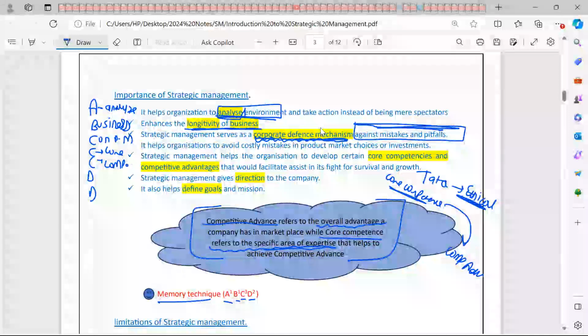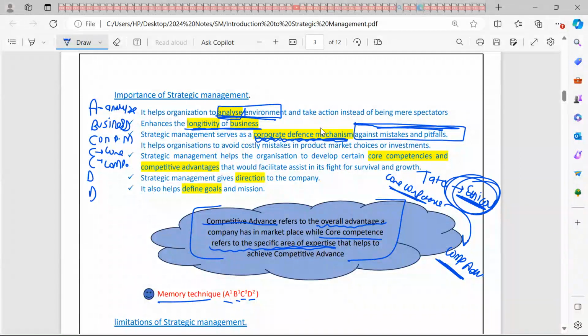We have seen that if any new customer comes into the market, he will prefer me over the other competitors. So I am excelling in the market. I am sweeping out all other competitors. This is the meaning of competitive advantage. So how did Tata achieve competitive advantage? Tata achieved competitive advantage on the basis of the core competency of being ethical. Core competency was one of its features.